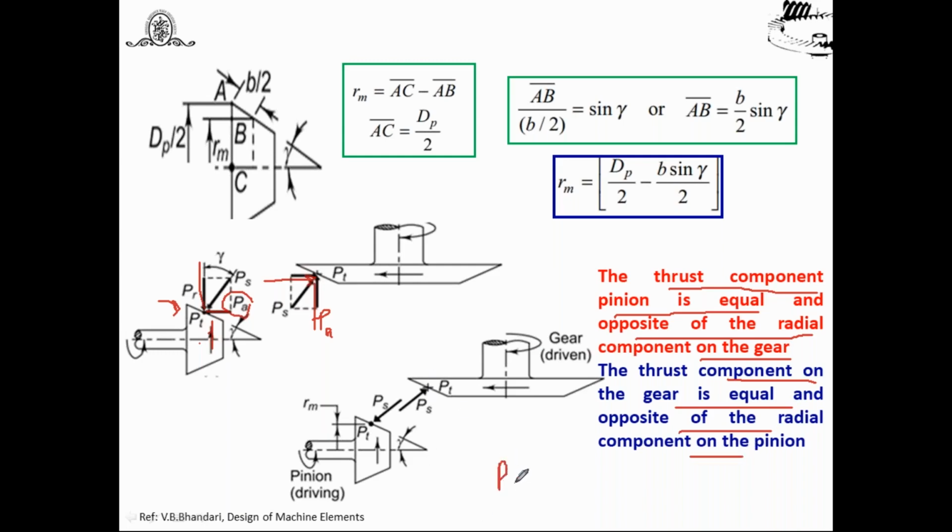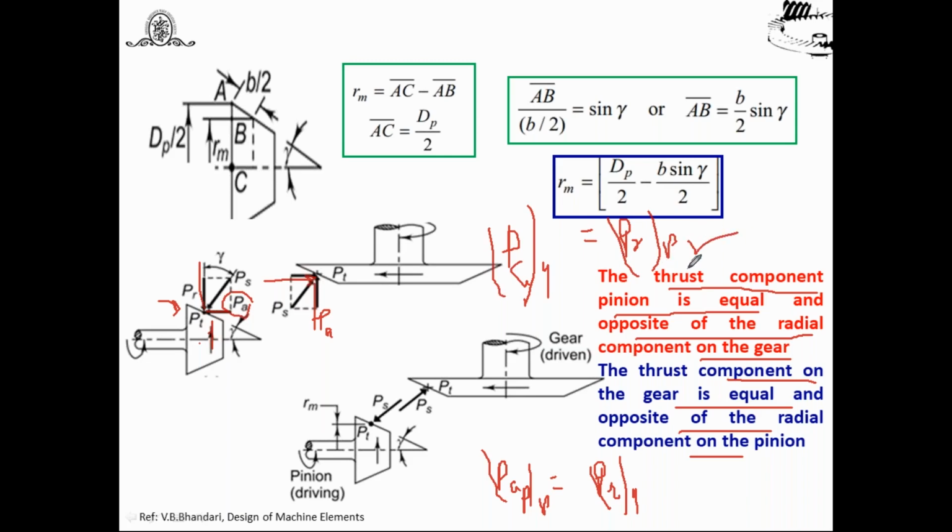That means the thrust component PA of the pinion is equal to the radial component PR of the gear, but in the opposite direction. Similarly, the thrust component PA of the gear is equal and opposite to the PR of the pinion. Try to understand. In this case, you can easily find out PA and PR. You will get the thrust component while deciding the direction in case of the bevel gear.